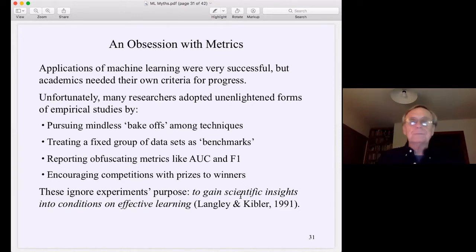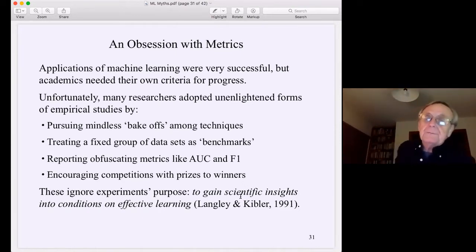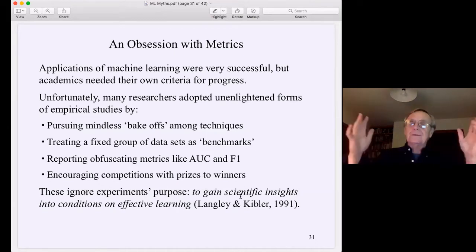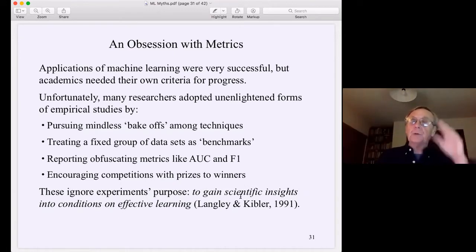All right. So now I mentioned applications of machine learning had become successful, even by the early 90s. But of course, academics needed to have their own way to show they were making progress. And unfortunately, I think that they naturally turned to experimental studies, but they did it in a really unfortunate way. Many people started to carry out what I would call mindless bake-offs, where you'd compare different algorithms on the same data sets, and you'd show that one was a little better than another, and you still see this going on a lot, right? And it didn't matter if it was just a little better, right? As long as it was better, then you could get published.